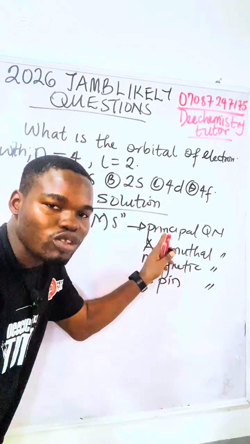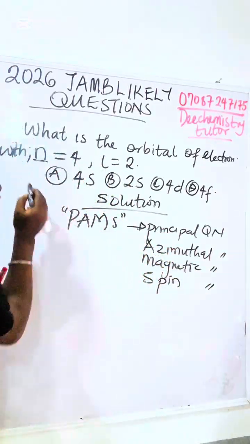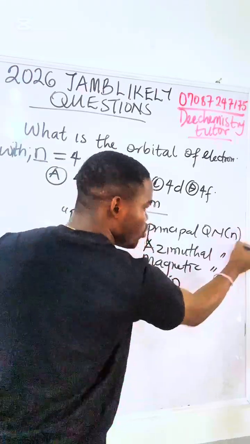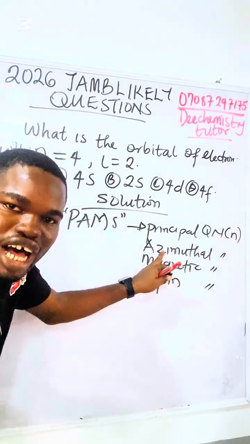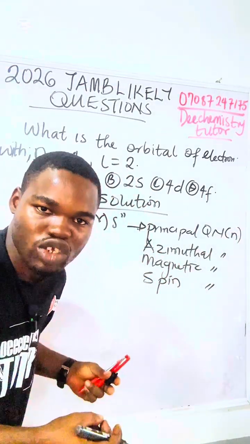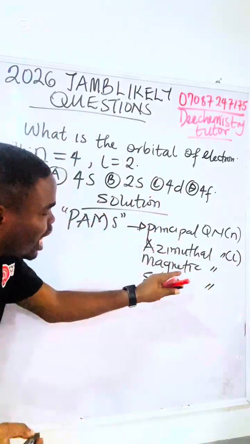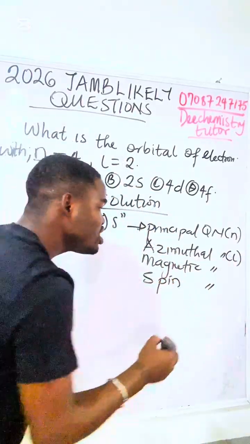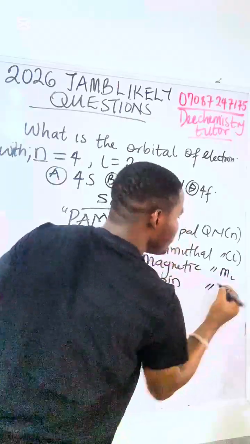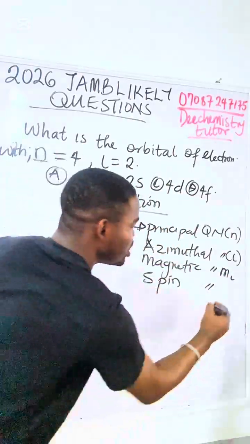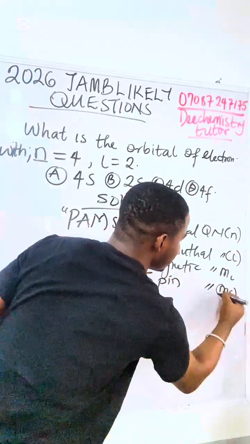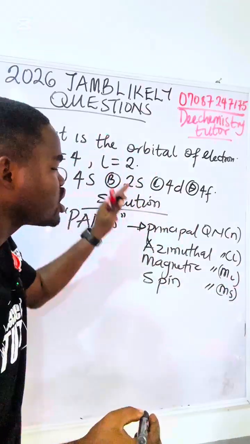Now, the principal quantum number is denoted with n. That's another thing you have to know. The azimuthal, or sometimes they call it subsidiary quantum number, is denoted with L. The magnetic quantum number is denoted with ML. And the spin is denoted with MS. In case they don't give you a question like this, you will know how to do it.